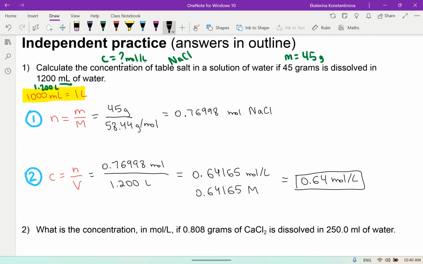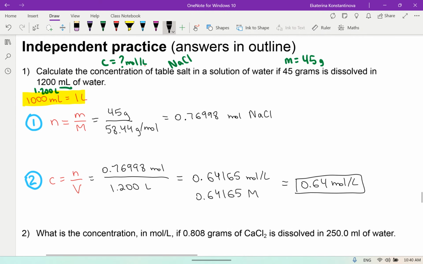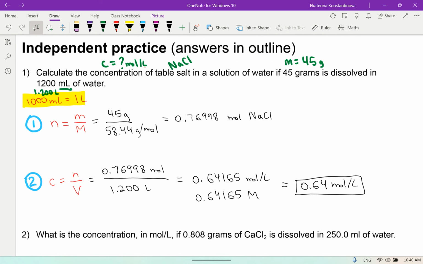So that's it for the lesson. Please complete the rest of the practice. You're going to see some stoichiometry using this new equation, and you'll also practice your dilution and your concentration calculations. We'll see you next class.